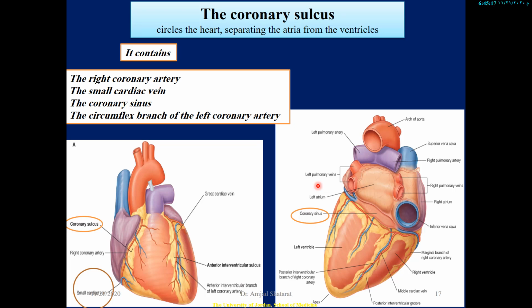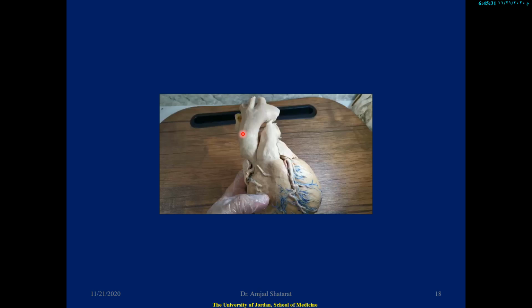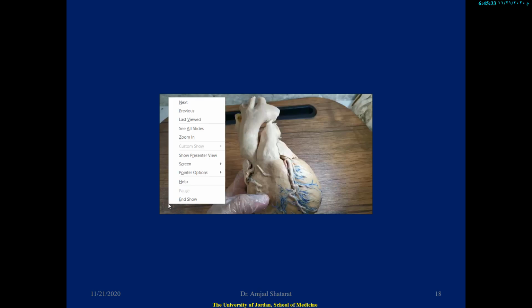Now, one of the most important clinical or external features of the heart is the presence of sulci: the coronary sulcus, and the anterior and posterior interventricular sulci. I think this video will be more than helpful for you.